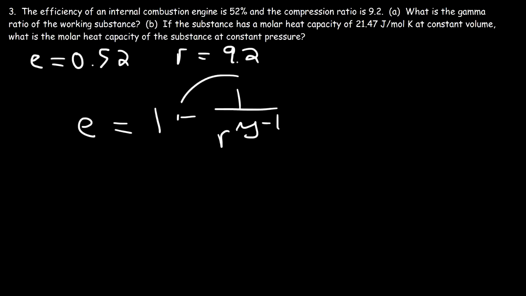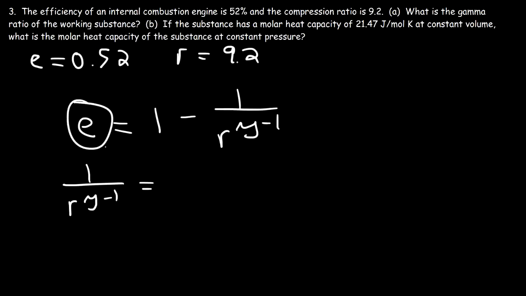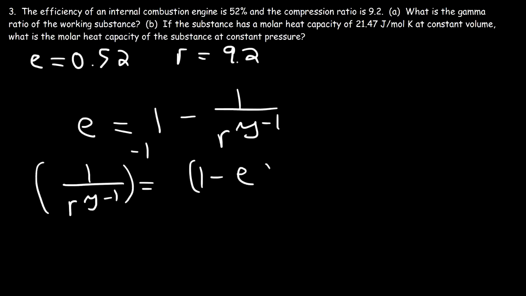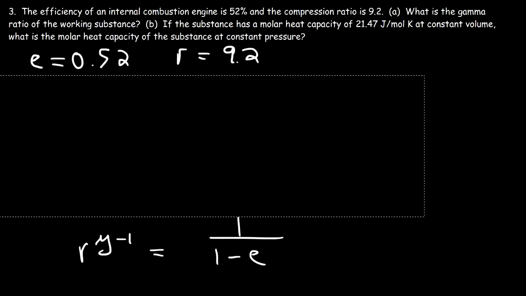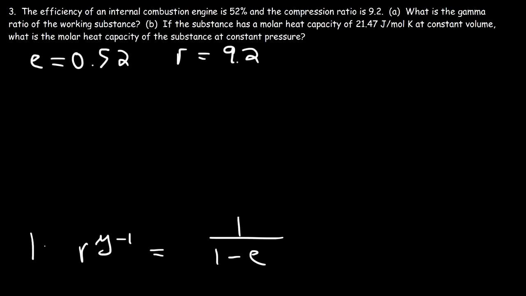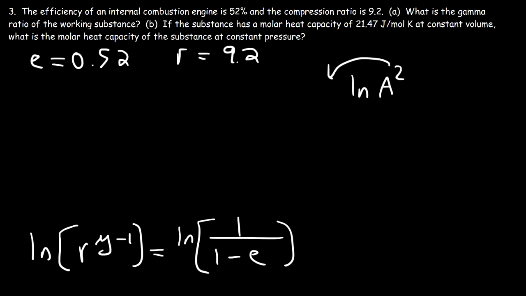So first, I'm going to take this term, move it to that side. So it's going to be 1 over r raised to the gamma minus 1. Then I'm going to move e to that side. So it's going to be 1 minus e. And then just as before, I'm going to raise both sides to the negative 1 power. So r raised to the gamma minus 1 is going to be 1 over 1 minus e. Now here's where it's going to be different. So at this point, I need to take the natural log of both sides. A property of natural logs allows me to take the exponent and move it to the front.